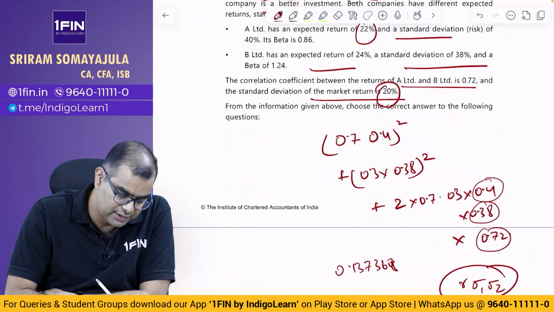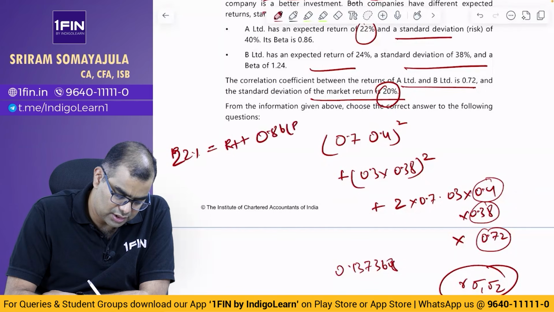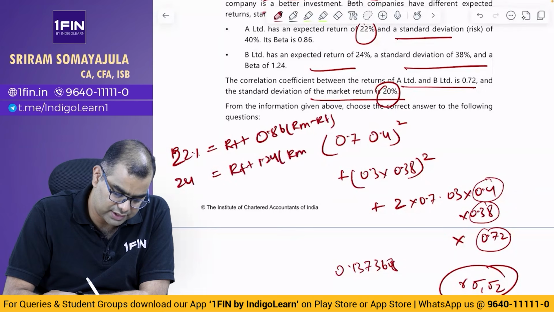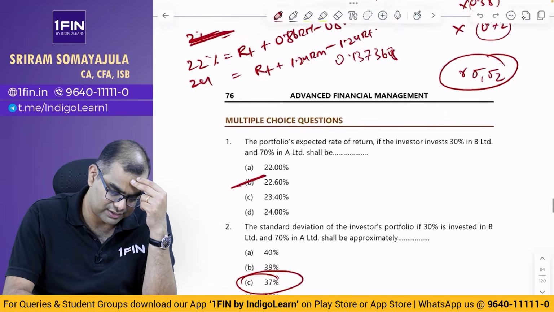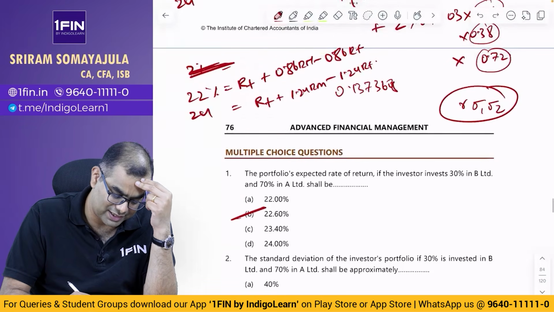We don't have the return of the market. So 22%, which is the return of stock A, is equal to RF plus 0.86 into RM minus RF. And the next one is 24 is equal to RF plus 1.24 into RM minus RF. We have to solve this only. This is a useless equation here.